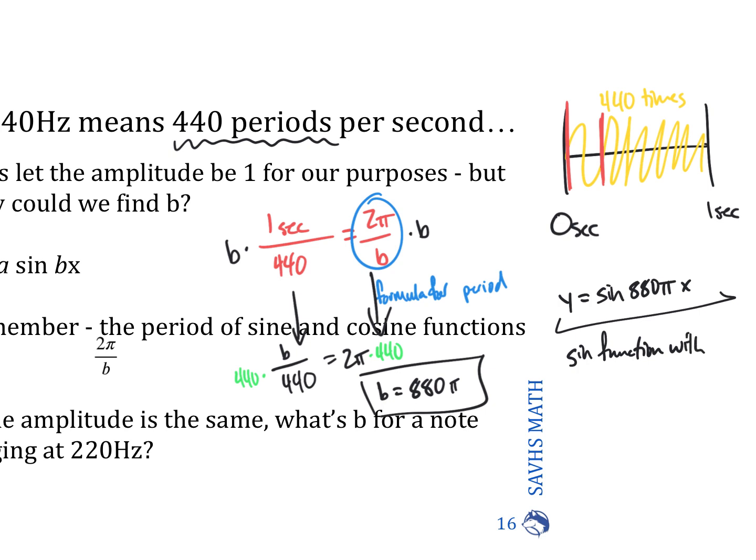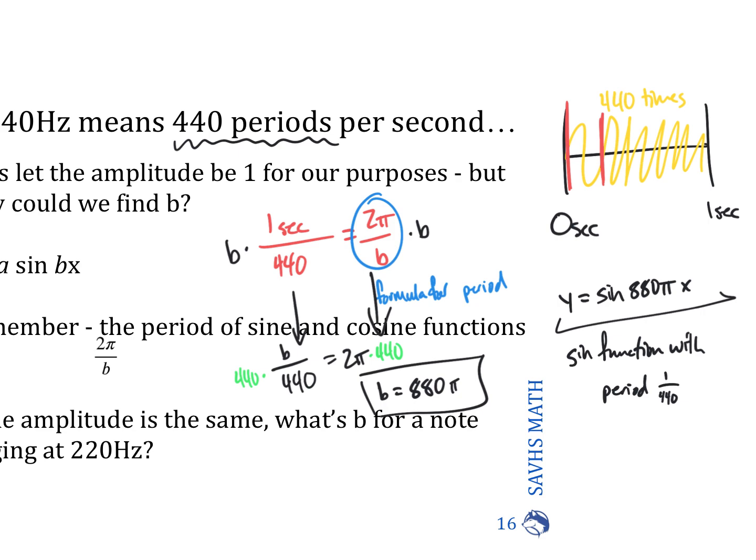Because this is a sine function with period 2 pi over b, I guess it's 1/440th. That's the whole point. The period is 1/440th because we're splitting that 1 second into 440 parts.